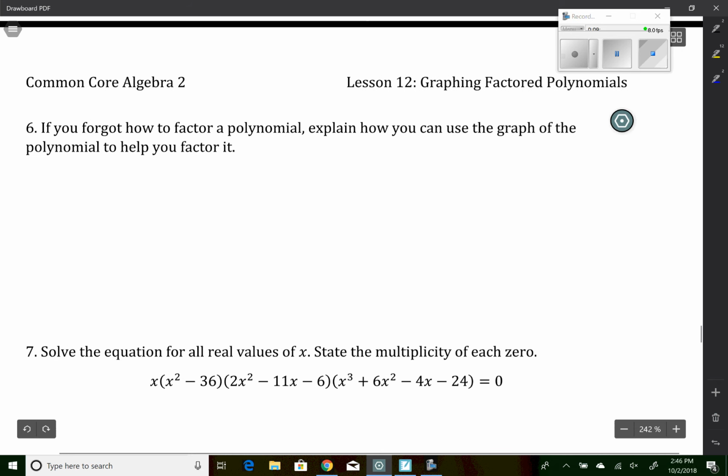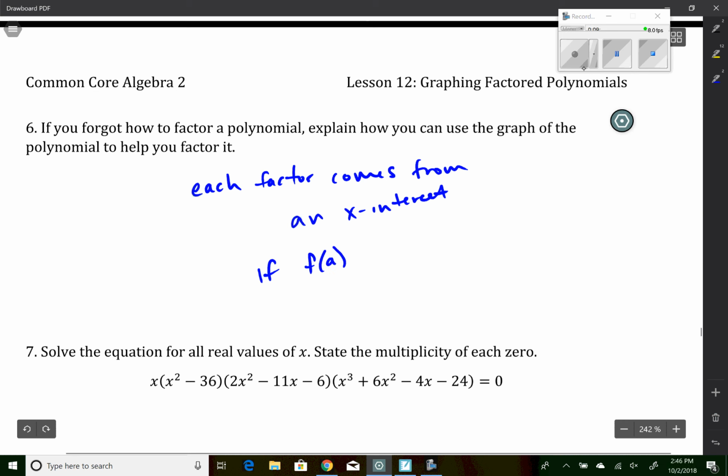Number 6, if you forget how to factor a polynomial, how can you use the graph to help you factor it? So each factor comes from an x-intercept. So if f of a equals 0, then x minus a is a factor. We talked about that in class.